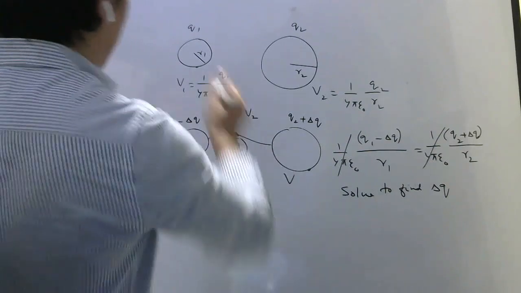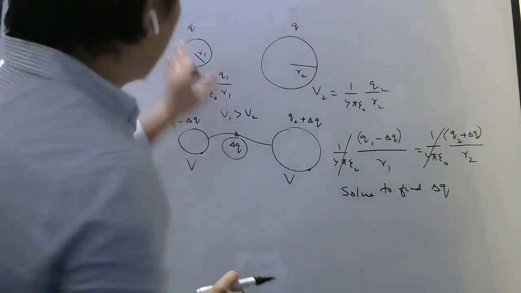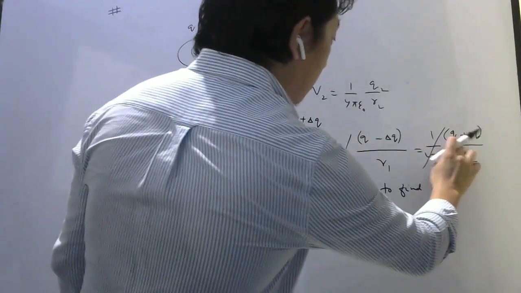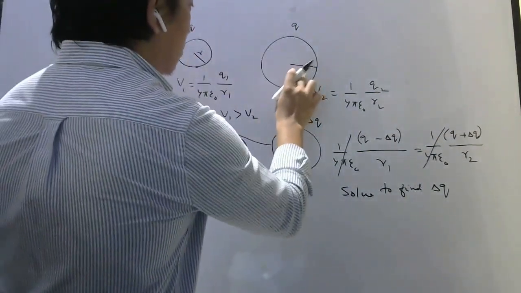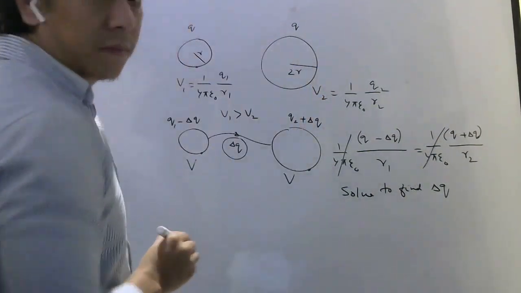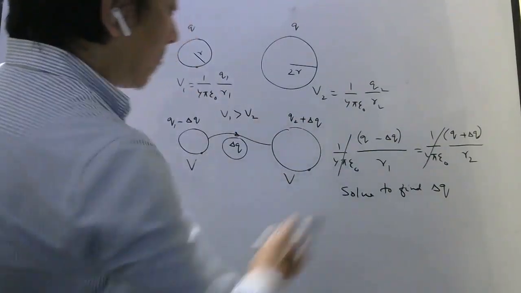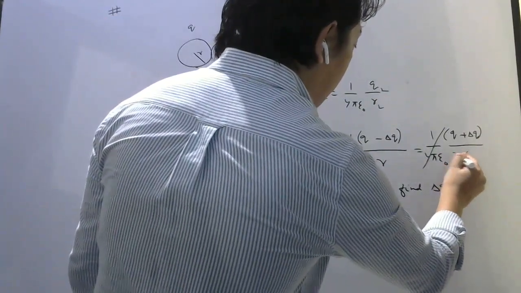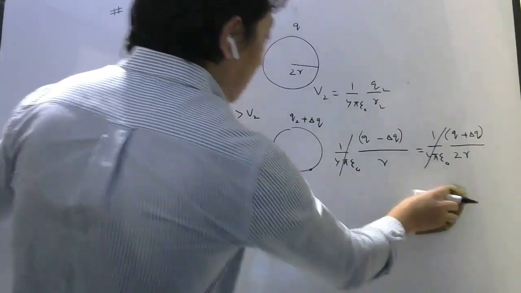Okay, for example, let me take a simple case. Suppose it was Q, Q for simplicity. If I take Q, Q, then this will be Q, this will also be Q. And let us say this radius is R, this radius is 2R. Just for simplicity, I am making the question a little bit simpler. So then you can solve, this will be R, this will be 2R. Right?